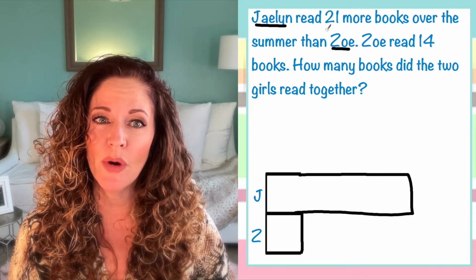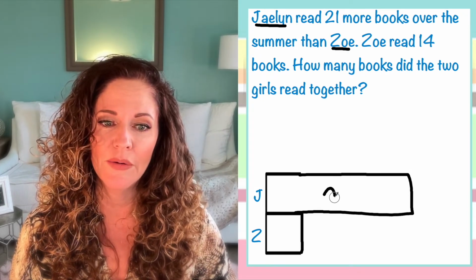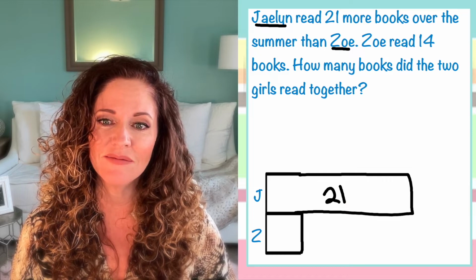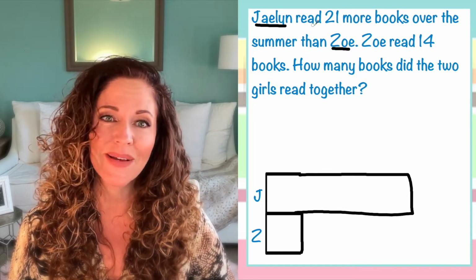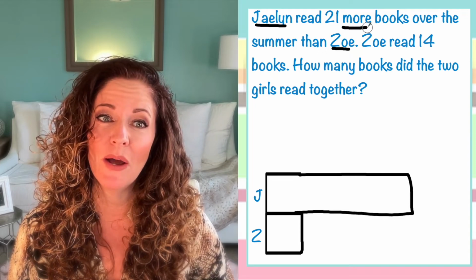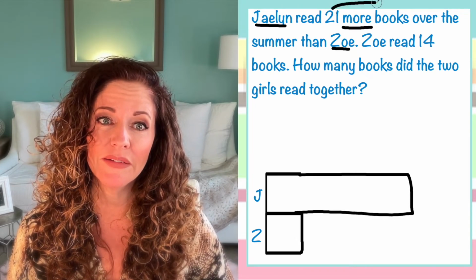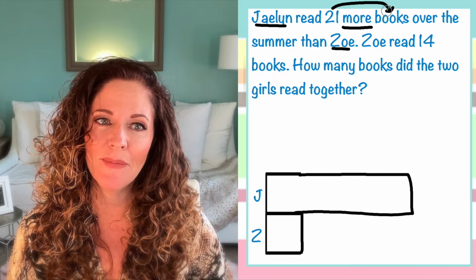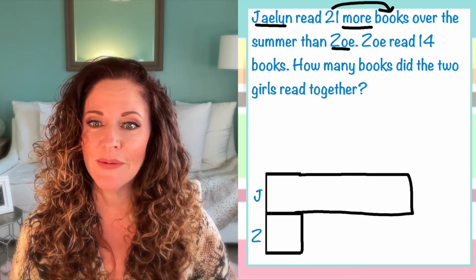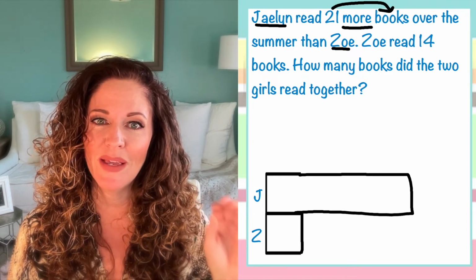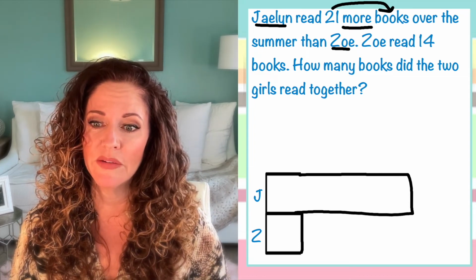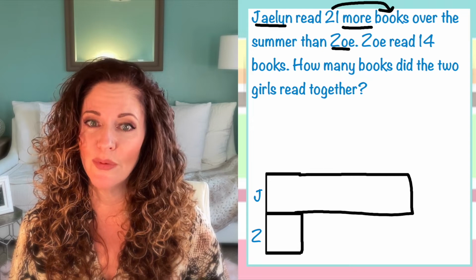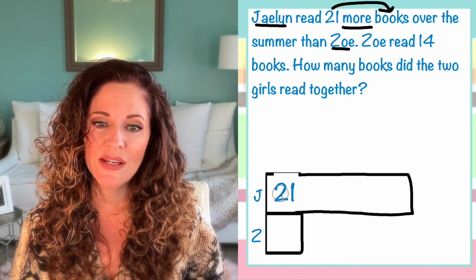Jalen read 21 more books. Uh-oh, I cannot do this. I can't just say Jalen read 21 books, because it says Jalen read 21 more books. Look, that word is separating my number and what my number is counting. So that gives me a completely different situation. 21 more books than Zoe means 21 extra books or 21 books that Zoe did not read.